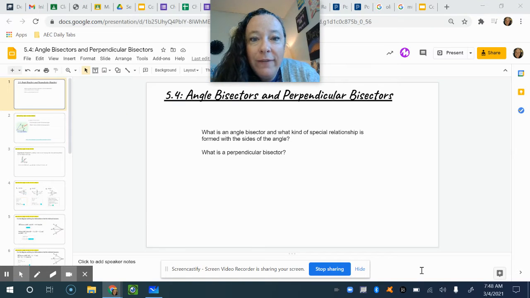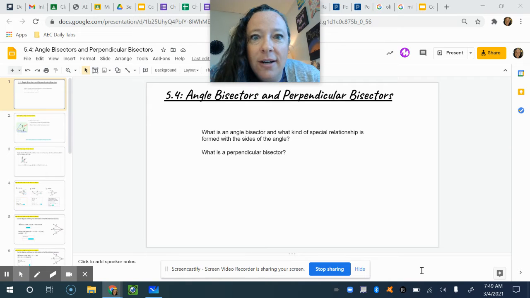Welcome to section 5.4, where we are going to be talking about angle bisectors and perpendicular bisectors. I like these because the definition is actually in the word, angle bisector. If you don't know what bisector means, that means cuts in half. So an angle bisector is a line that cuts an angle in half. A perpendicular bisector is a little bit more difficult, but this is a line that cuts another line in half, but forms a 90-degree angle, perpendicular, okay?